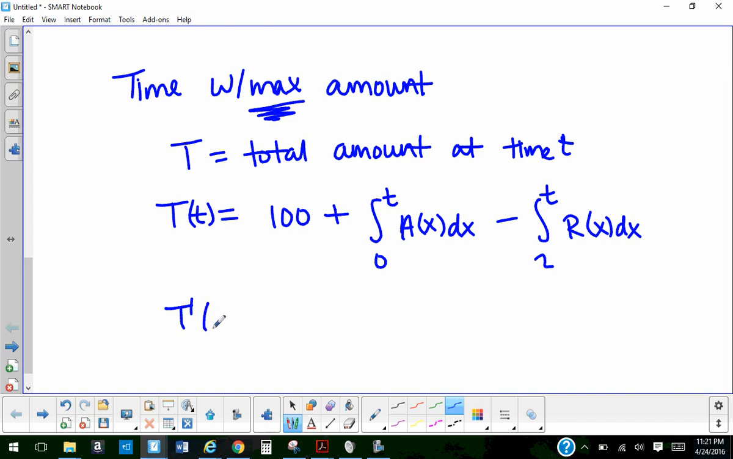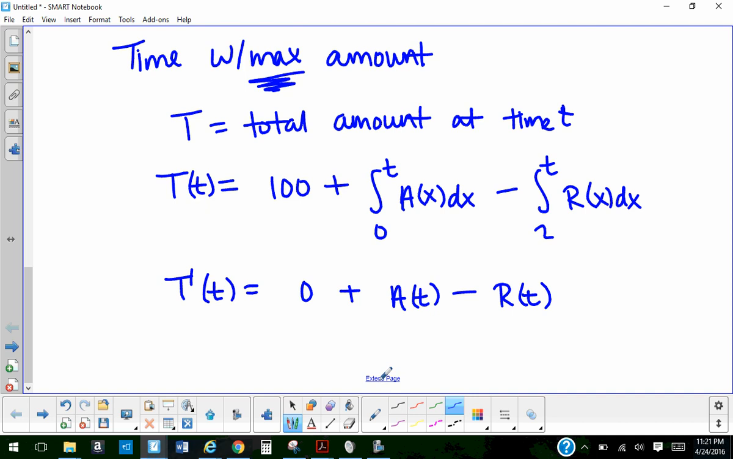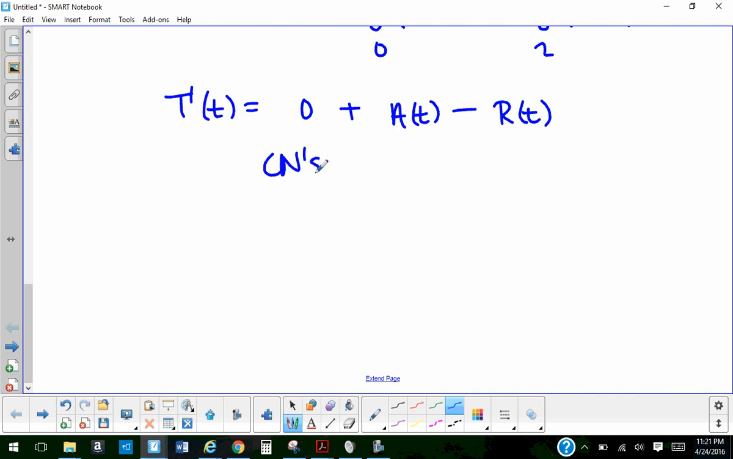Then I would want to take t prime of little t. And in that case, when I take the prime, the 100 is going to go to 0. And then this becomes a second fundamental theorem case where the integrals and the derivative are going to wipe out. So this is going to become a of t minus r of t. So really, to find my critical numbers, I want when t prime is equal to 0. That means when a is equal to r.